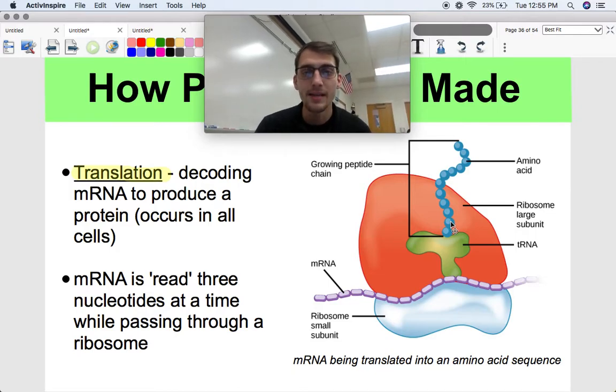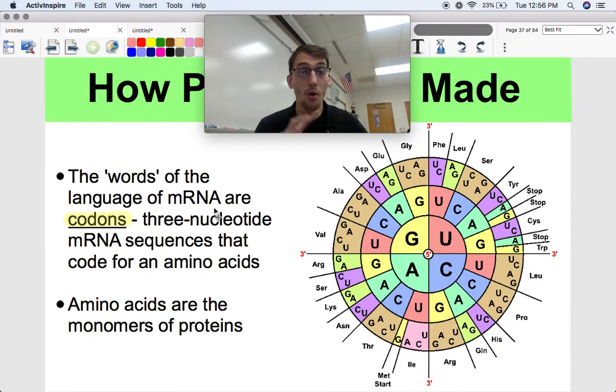what a protein is. Way back to Unit 1, a protein is a very, very long chain of amino acids, right? And in order for that protein to work properly, it needs to have the correct amino acid sequence. And that's what translation is all about. The words of the language of mRNA are what we call codons, which are 3 nucleotide mRNA sequences that code for amino acids.